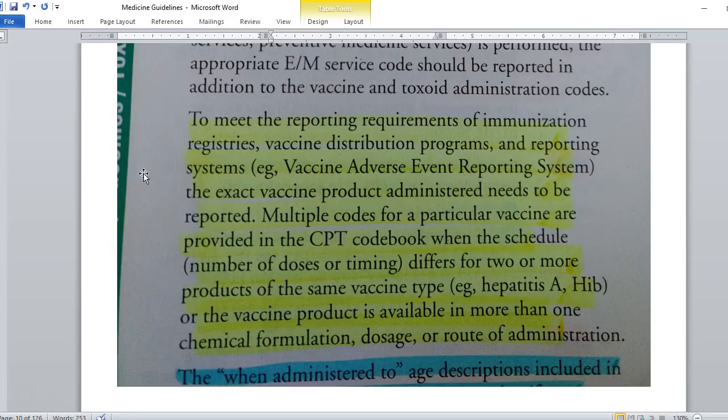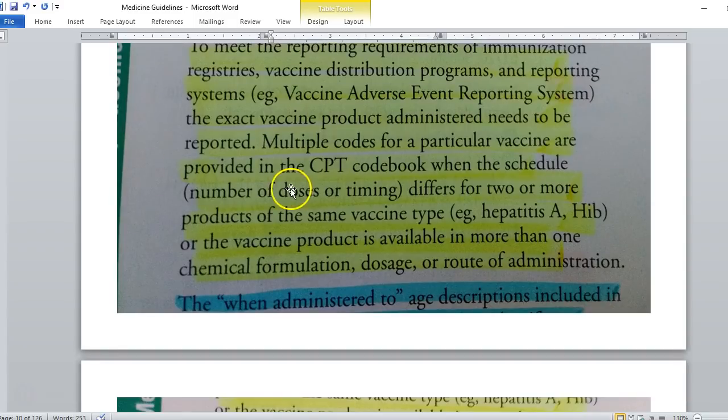Multiple codes for a particular vaccine are provided in the CPT code book when the schedule or the number of doses or timing differs for 2 or more products of the same vaccine, like hepatitis A or hemophilus influenza B, or the vaccine product is available in more than one chemical formulation, dosage, or route of administration. So again, you have to match up the type of administration with the exact product that we're giving the patient.